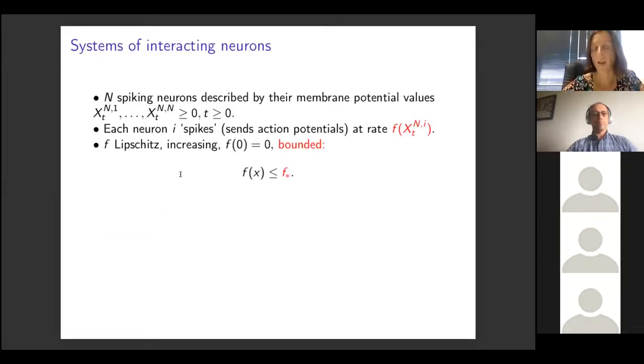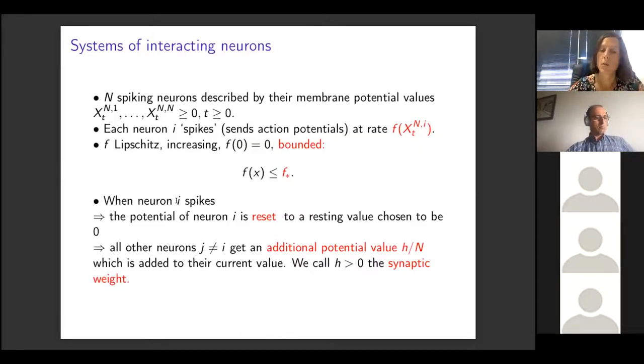I start with N spiking neurons, described by their membrane potential values, which are positive, so it's a completely excitatory framework. I call the potentials X_t^{N,1} up to X_t^{N,N}. Each neuron spikes at rate f of its potential at a given time. The rate function f is increasing, Lipschitz, and bounded. And this is important: f(0) = 0, so if there is no input, there will be no spiking. I will explain that more.